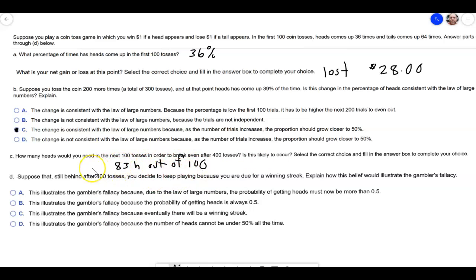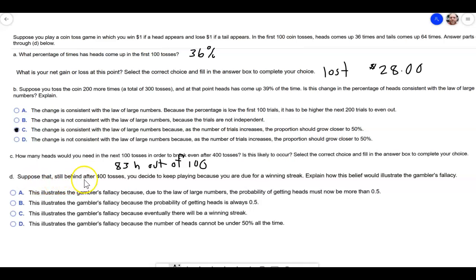And is this likely to occur? Are you likely to flip 83 heads out of 100 coins? Well, we know that the average is going to be 50. So 83 heads would be very unlikely because the probability to flip a heads is still 50%. So you would have to win 83% of the time in order to do this. So no, this would be very unlikely.